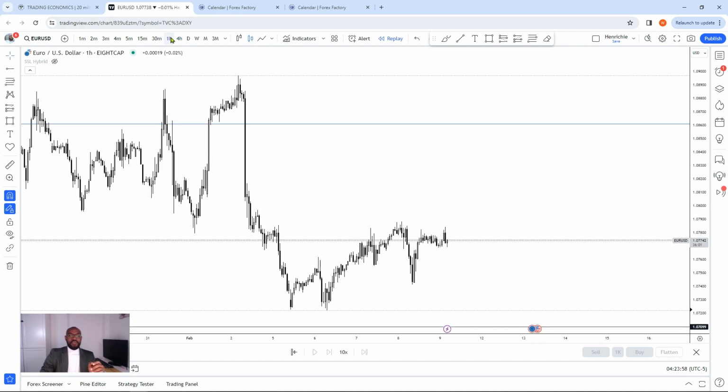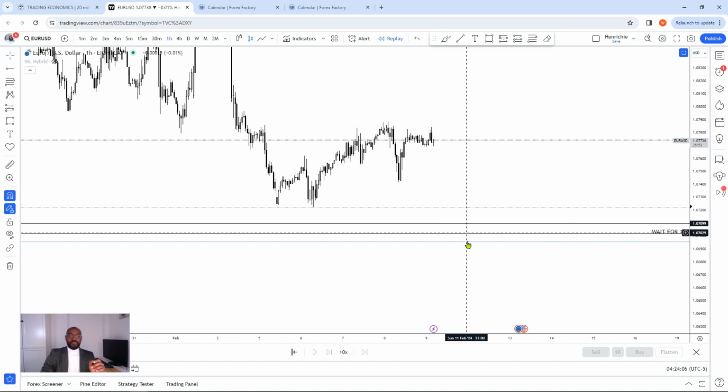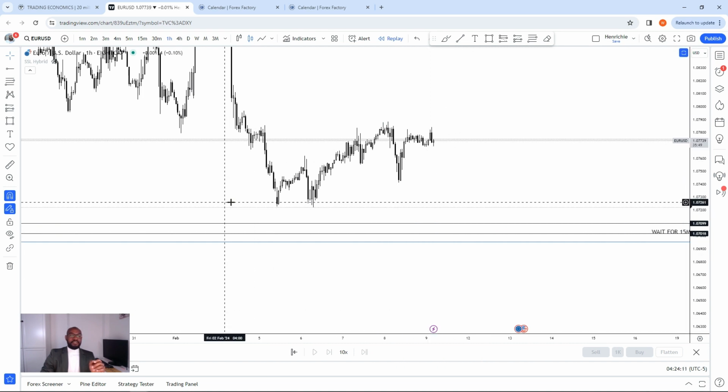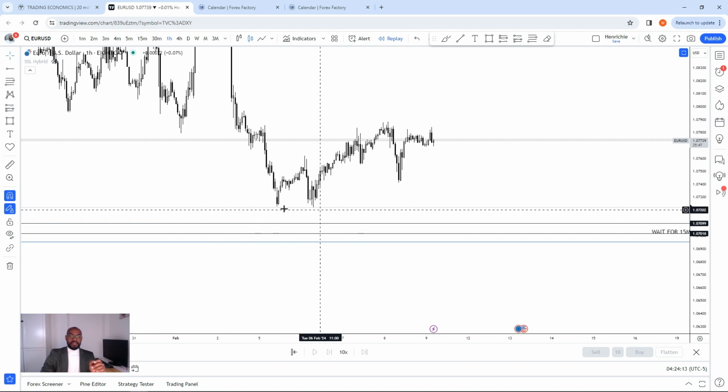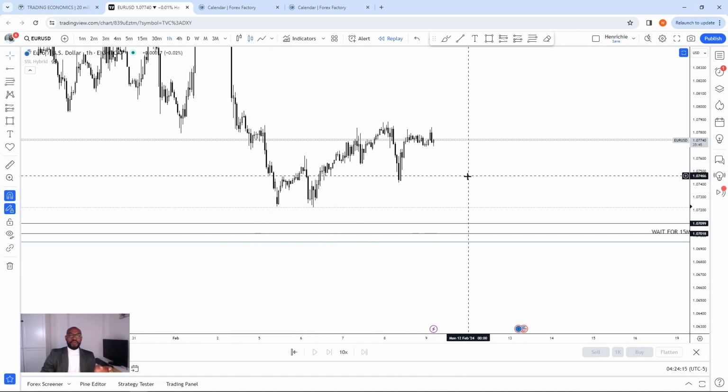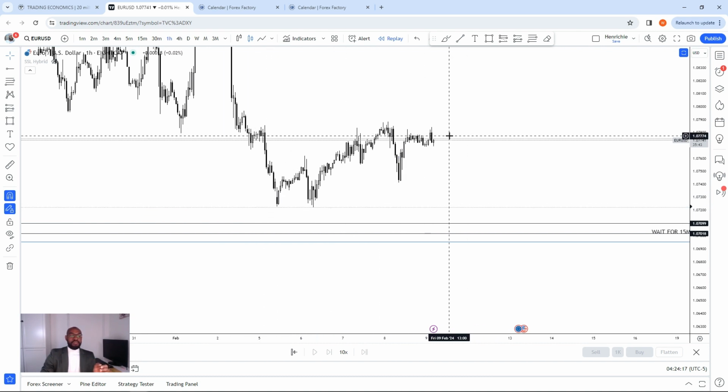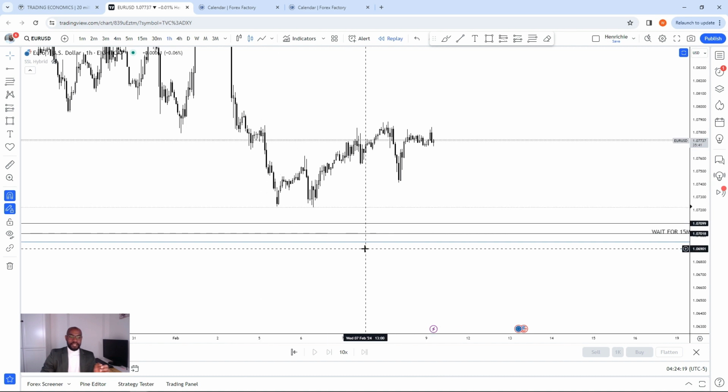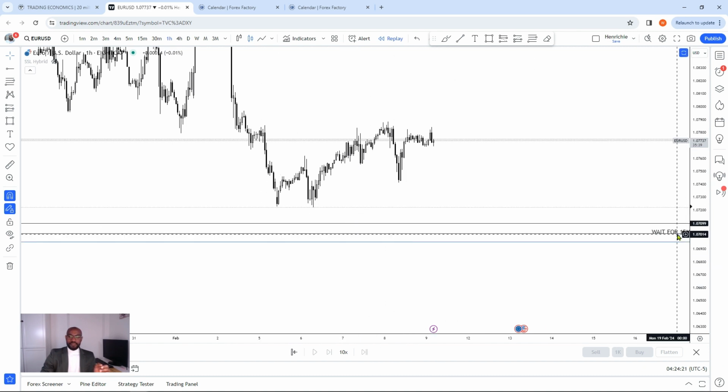Now, our focus is going to be on potential reasons why price will come into this key level. That's going to be our focus because we have a relative equal low right here. So all we'll be looking for is what could potentially bring price down here. What could bring price down here?